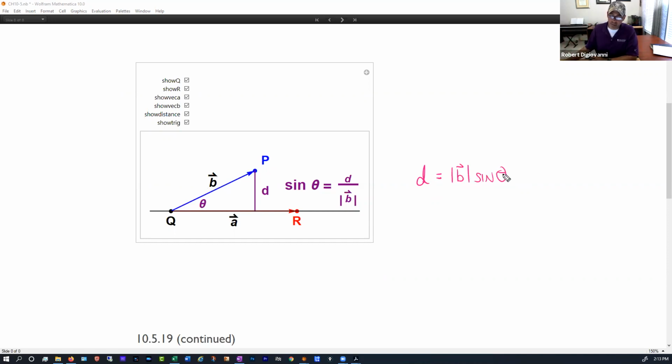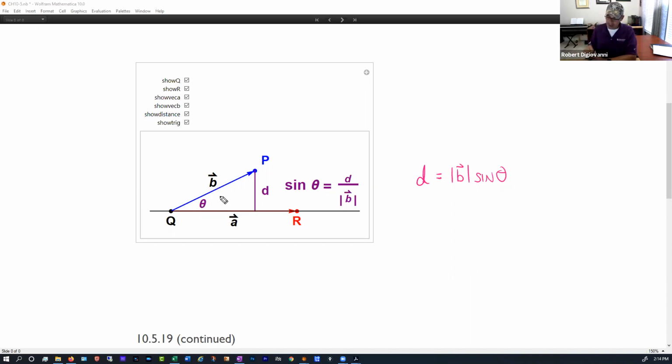Now, we need sine of theta. Do we know theta? Not directly, right? But could we find the angle between these two vectors? Yeah, because we have those two vectors. So it seems like we have a path here, right? We have a path to get here.